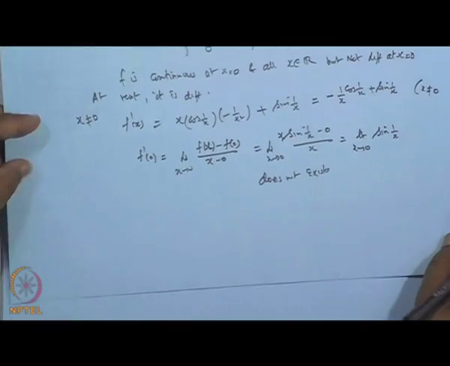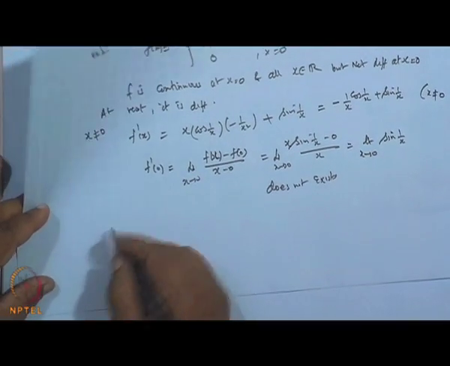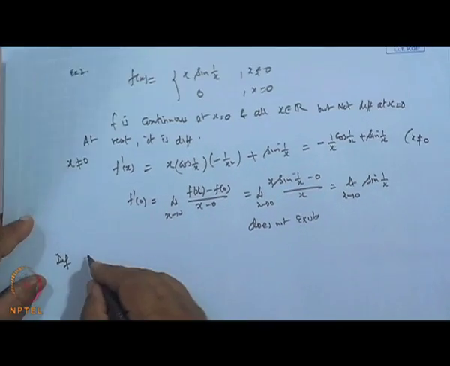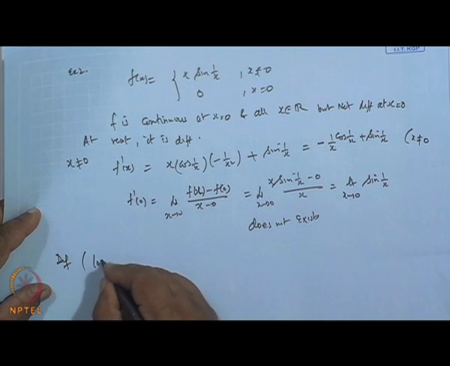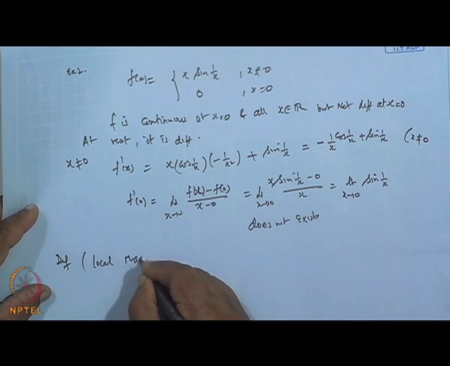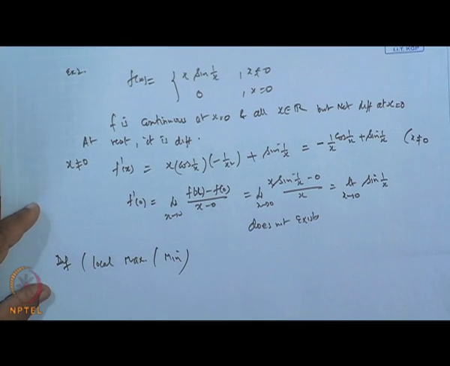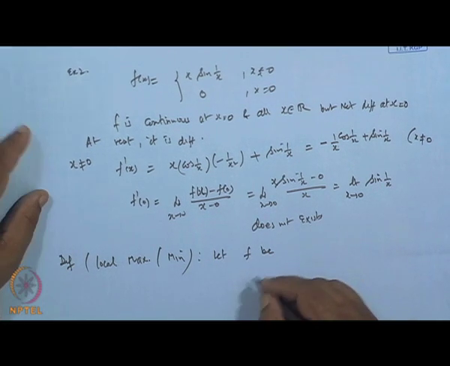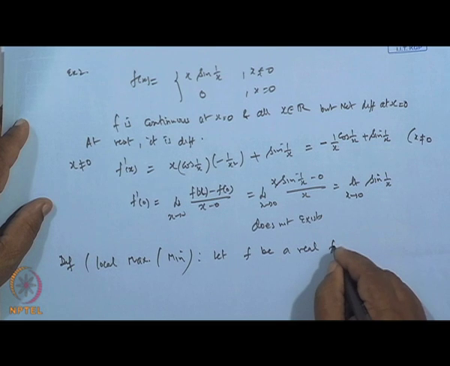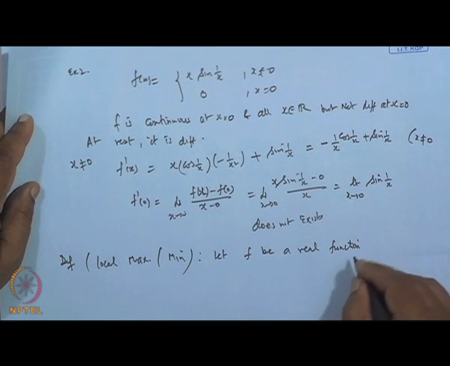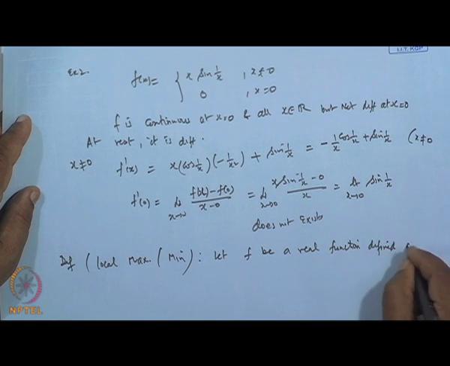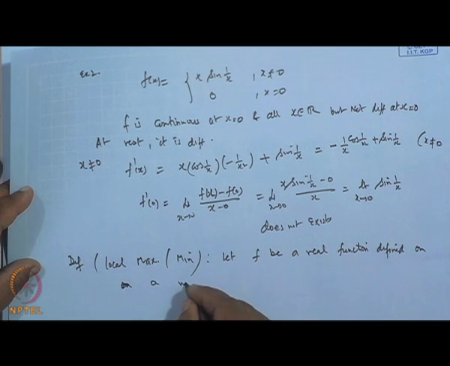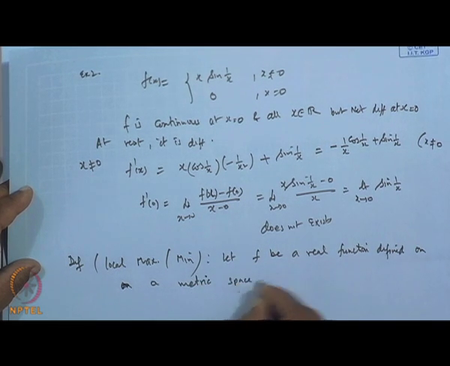Now, there are certain mean value theorems which we will make use of. Before that, let me state the definition again for maxima and minima, local maxima and local minima, which we already discussed. Let f be a real function defined on a metric space (X, d).